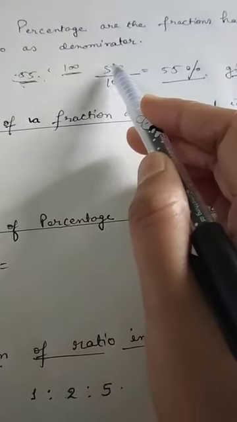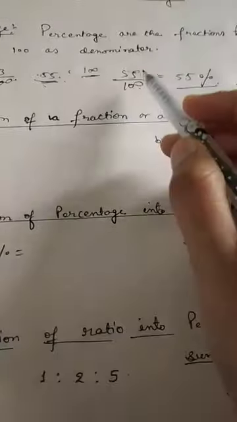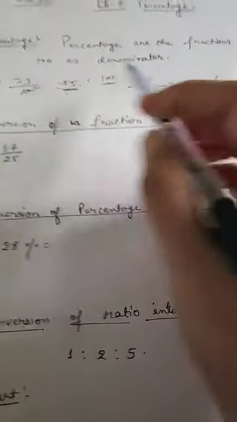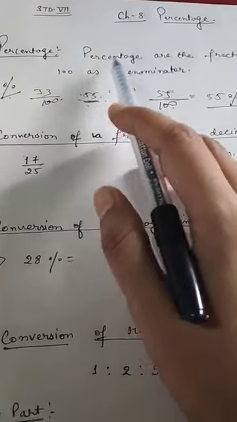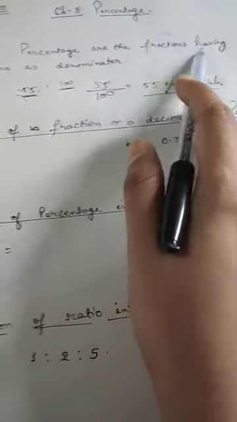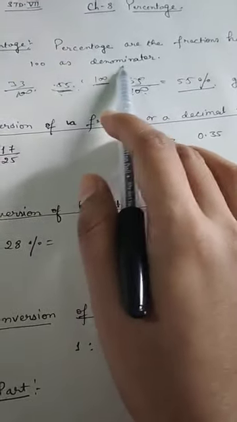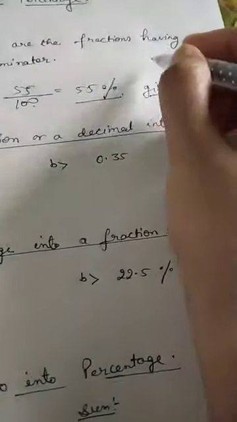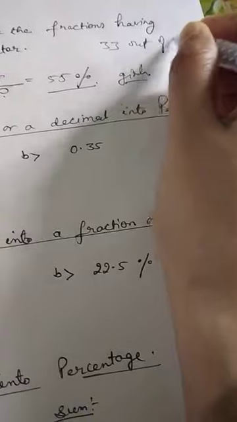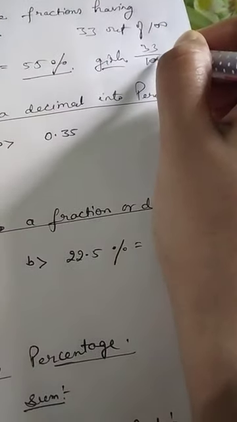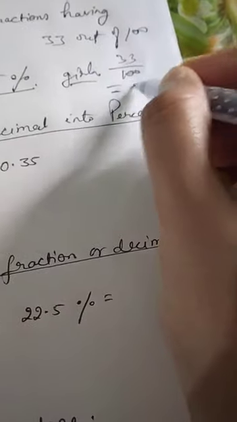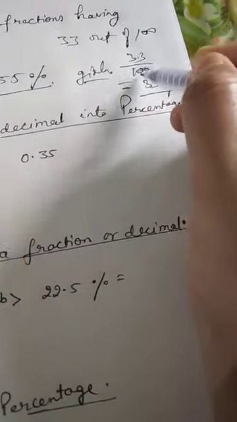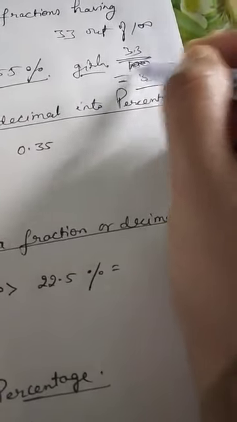Percentage is just we can express it out of 100, means every quantity for every out of 100 we can say. Or definition wise you can read it as percentage are the fractions having 100 as denominator. Okay, you can see 100 is denominator. Suppose any quantity is given 33 out of 100. So 33 out of 100 means as a percentage how you will write it? 33%. This is the symbol of percent. For this out of, it means out of 100.